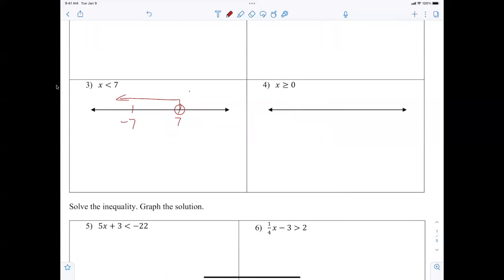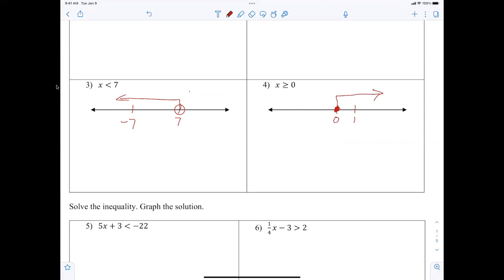Now greater than or equal to 0. So now we put 0. There is no opposite of 0, so we'll just put a 1. Greater than or equal to is a solid dot, now going to the right. Does everybody understand how easy that is, correct?